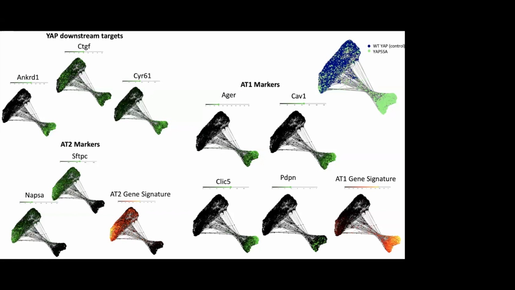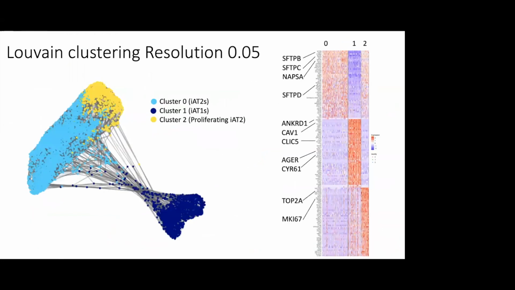So to look at this in a little bit less biased way, using Louvain clustering, this is a heat map of the top 50 differentially upregulated genes in each of the 3 clusters here. And you can see this light blue cluster 0 is at the top here. Our top genes are type 2 cell genes, SFTPB, SFTPC, NAPSA, even the tdTomato is on there, while this yellow cluster 2 down at the bottom here is mostly driven by genes like TOP2A and KI67, so proliferation associated genes. So I've called those clusters the iAT2s and the proliferating iAT2s.